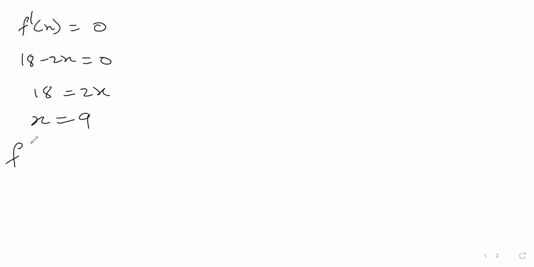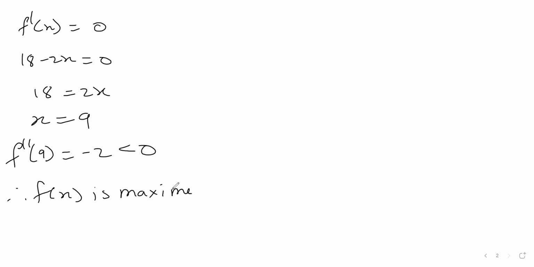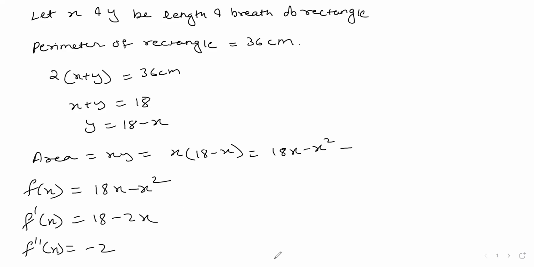Now, f double dash of 9 will be minus 2, which is less than 0. And therefore, f of x is maximum at x equal to 9. So x is 9 and y will also become 9. And this makes it a square. Actually, when the rectangle has the highest area, it is a square. And this is the proof.